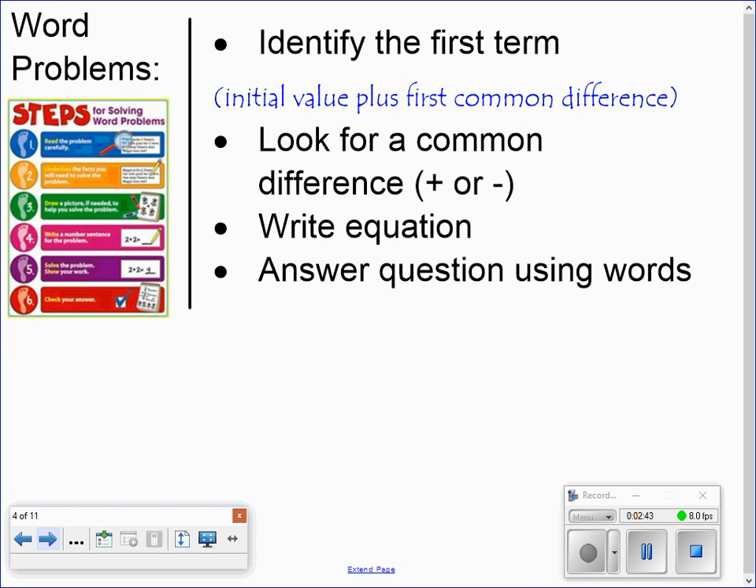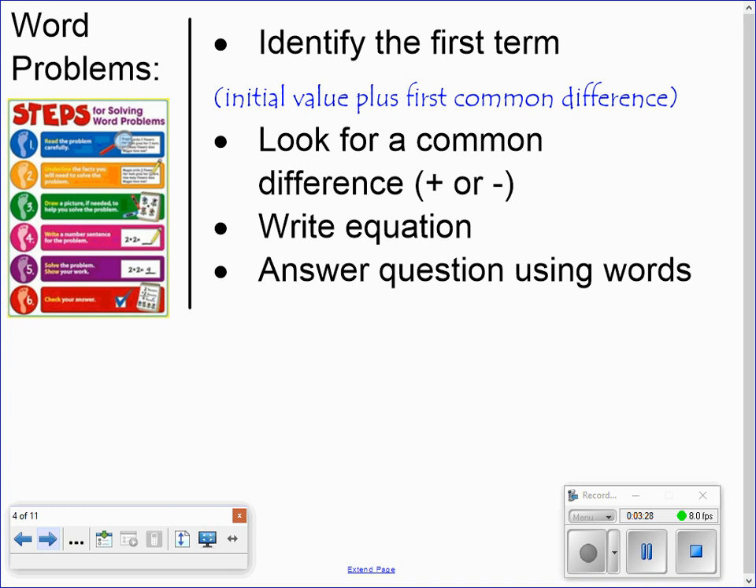When we look at word problems, you have to be really careful. In a word problem, you're going to identify the first term. To identify the first term, you're going to need to spot the initial value, the starting amount, and then add the common difference to that. The reason is because this is a linear relationship as well, and when we think about linear relationships, that initial value is at 0. And when we think about arithmetic sequences, our first term is at 1. So once you've identified the initial value, you're going to add the common difference to that so that you get to the first term.